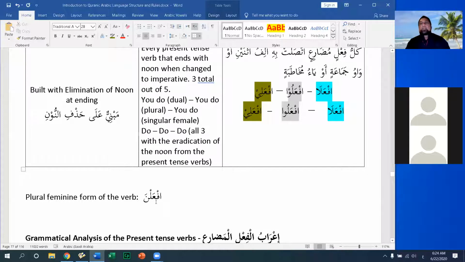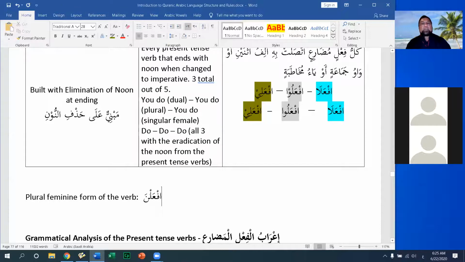So let me repeat that. There are 5 verbs, or actually 4 in second person, that are having noon at the ending: تفعلين, تفعلان, تفعلون, and تفعلن. These 4 forms of the verbs, when you make them into command, you will eliminate the noon at the ending, hadf noon. You eliminate the present tense letter and you put hamzatul wasl, because you put hamzatul wasl if the fa has sukoon. The reason why I say that is if the fa doesn't have sukoon, you don't have to put hamzatul wasl. I'll give you an example of that in a second.